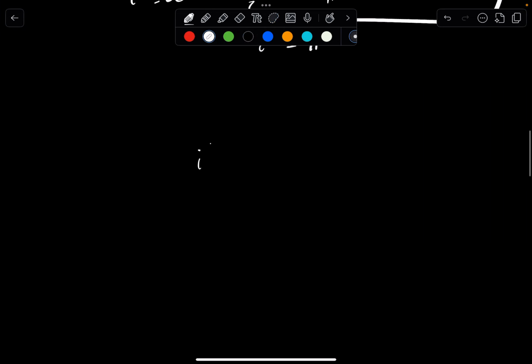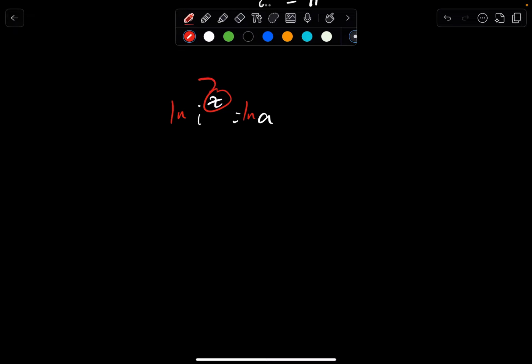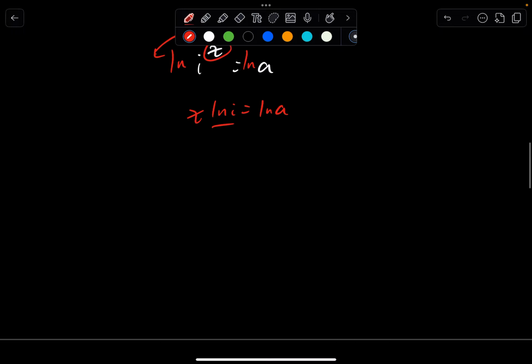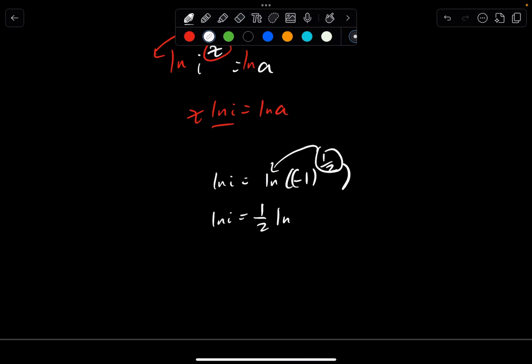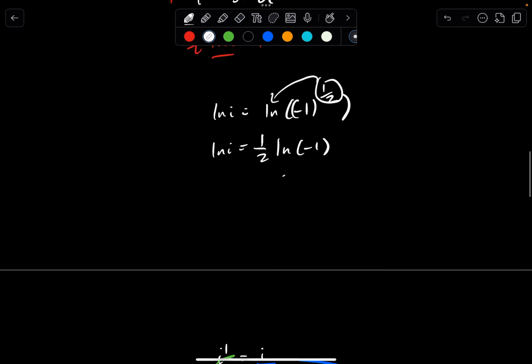If we have I to the x equals a, I can just take ln on both sides, and I don't have to substitute for I. I can move the exponent down. I get x ln I equals ln a. And what's ln of I? I think I said this in my other video, but ln of I is equal to ln of -1 to the power of 1/2. We bring the exponent down. We get ln of I equals 1 over 2 ln of -1. What is ln of -1?